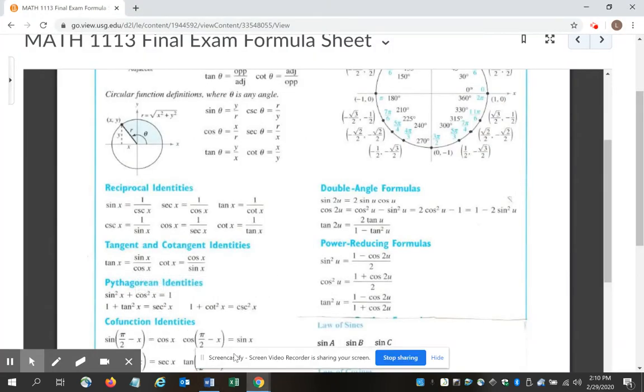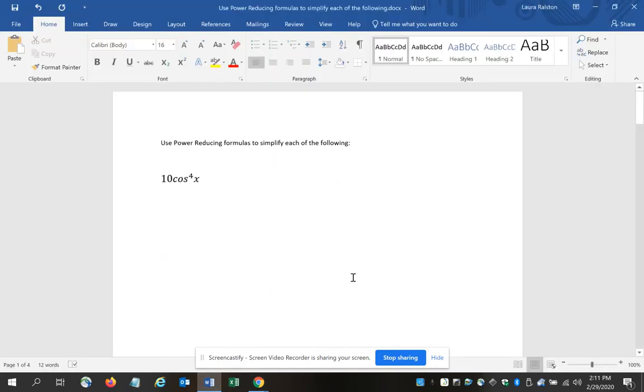You will have access to the formulas, and so please don't try to memorize these. Even when you get to a calculus course, you're going to have access to the formulas. We're using the power reducing formulas, okay? And we're starting with a problem related to cosine. So I'm going to transfer this formula over to my screen so we'll have it.